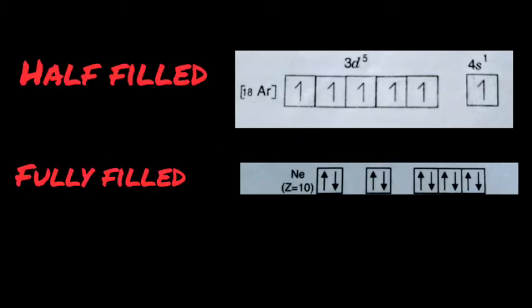A subshell is more stable in its fully or half-filled configuration because simply they are symmetrically distributed in their orbitals. No other concept is there for this.